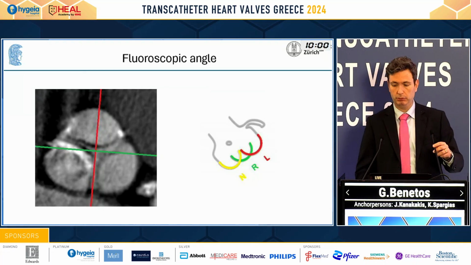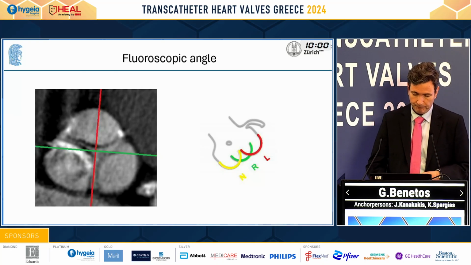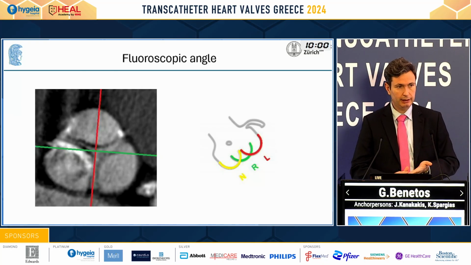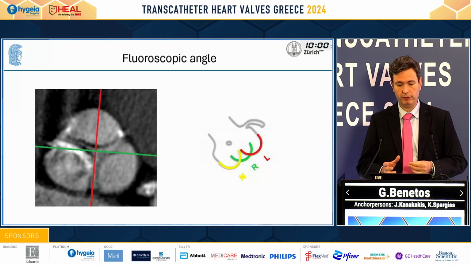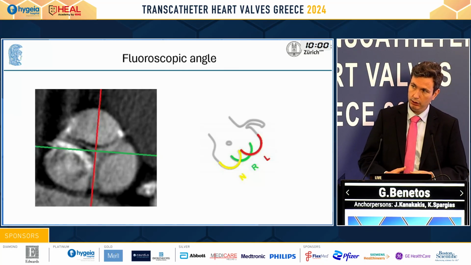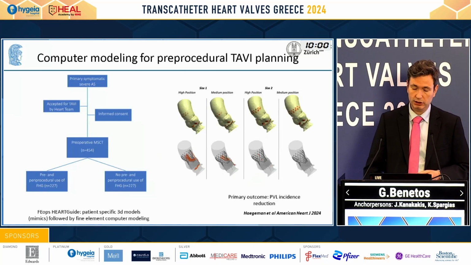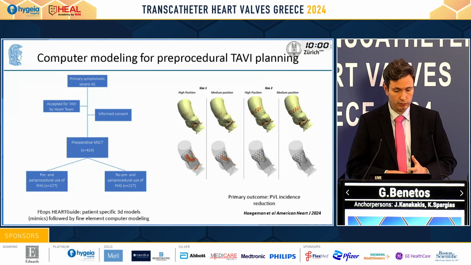Another measurement that we mention in our report is the fluoroscopic angle. Actually, we delineate the commissure of the left on the non-coronary cusp in order to bring the three coronary cusps to the same level and guide the interventional cardiologist to the best fluoroscopic angulation.